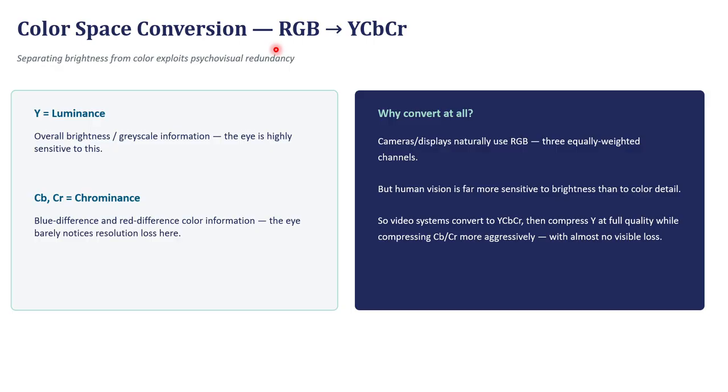So the first idea is we should convert RGB to the YCbCr model. Y stands for luminance, which is the overall brightness, and Cb and Cr stand for the chrominance, which is the color information. Now here we will convert from RGB to YCbCr because human vision is more sensitive to brightness than to color detail. And so here, if there is any kind of loss, it's not visible to the human eye. That is, with Cb and Cr, if I try to make some kind of change, it is not visible to the human eye.